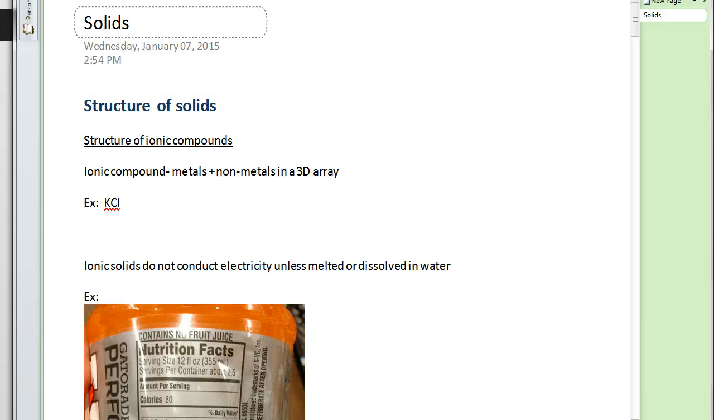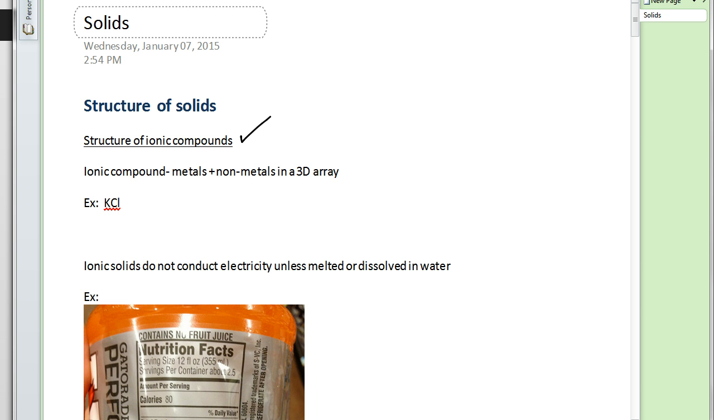Tonight's talk is about solids, and we're going to be dealing with the structures of some different types of solids, from ionic compound solids, and we'll also be talking a little bit about alloys as well. So let's start right with the structure of solids, first off with an ionic compound.